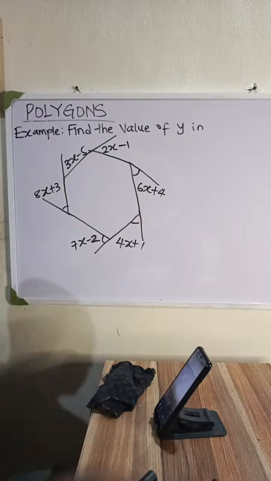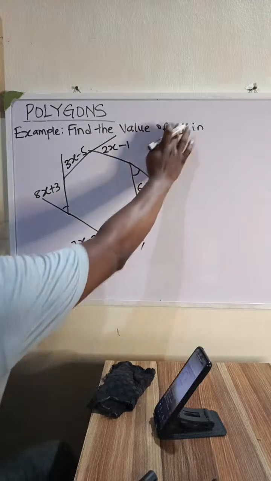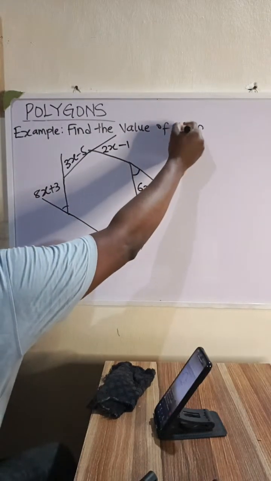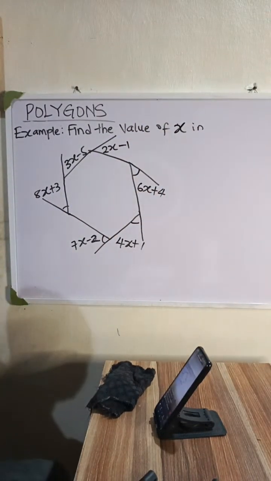Sorry, I used X instead of Y. So let me just change here. I'm used to X, so I was just writing with X. You know, in mathematics, we're always using X, so I just subconsciously started writing with X. Thank you.